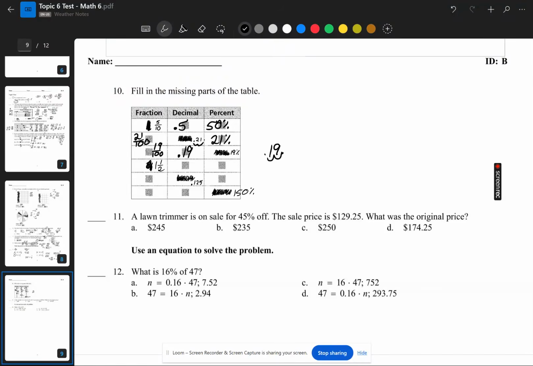1.5, if I turn this fraction into a decimal, that's 1.5, and I just shift it twice to the right, 150%. 0.125, if I make this a percent, it's 12.5%, and then this is 12.5 out of 100. 150%, same thing twice. So this is 1.5. This should be 1 and 1/2.